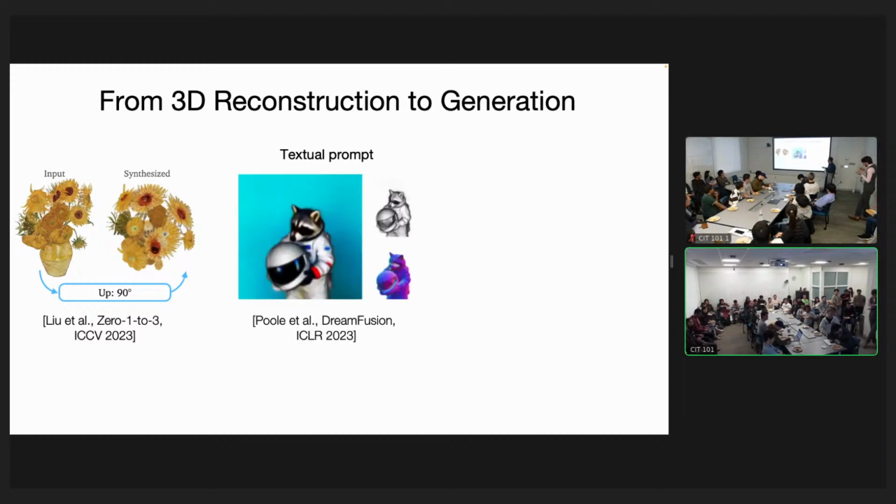And this is also a very famous work, diffusion, right? It accepts a text description, for example, for this one, probably something like a raccoon wearing an astronaut suit, holding a helmet. So the model can hallucinate what it should look like and produce some 3D output.